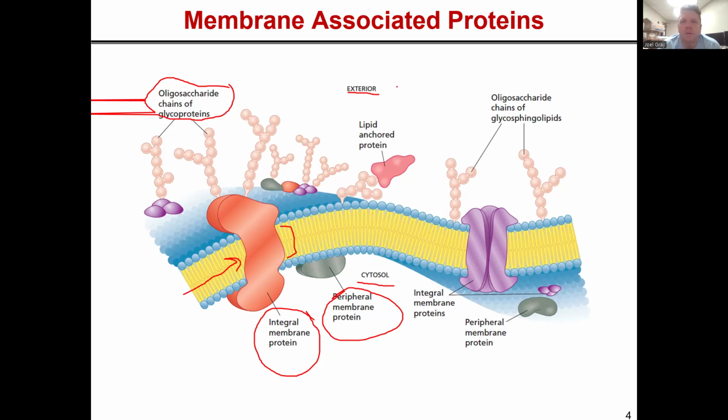Then we have lipid anchored proteins. So this is a protein that has a modification where it has a lipid, and basically that lipid is inserted into the lipid bilayer and that protein is kind of stuck there.